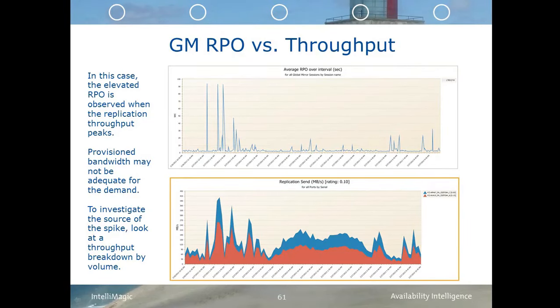What causes high RPO? If you look at replication send throughput, there will often be a correlation with RPO. This may indicate that provisioned intersite bandwidth is not sufficient to keep up with demand. When you see throughput spikes like these, they are sometimes caused by just a few volumes that are running very high loads. Drilling down to a throughput breakdown by volume may help you determine the source of the spike.